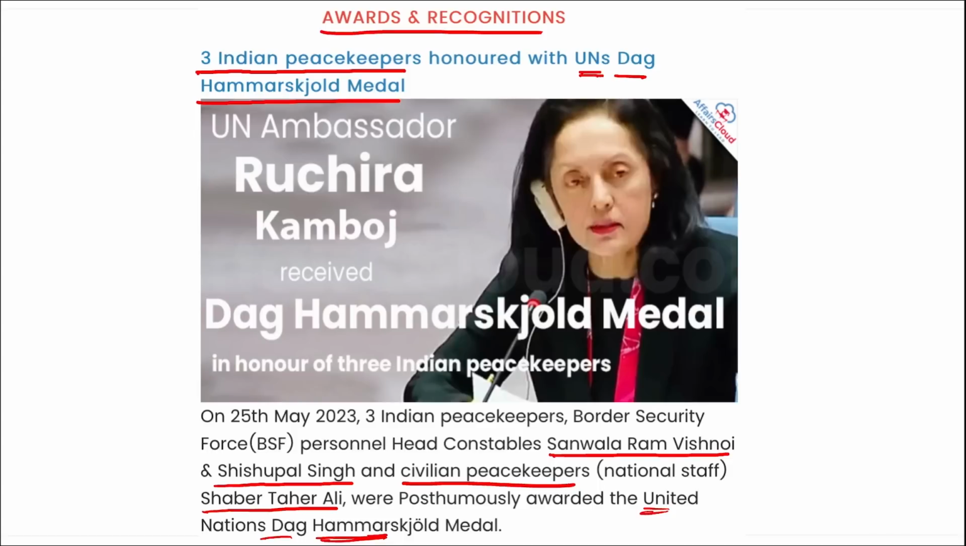Correct? If we talk about this, it is a posthumous award given by the UN to UN peacekeepers who sacrificed their lives during the mission in a peacekeeping operation. And for the same, these three Indians, including the Border Security Force personnel, were awarded this award. If we talk about India's contribution to the UN peacekeeping, since the mission started in 1950, India has deployed more than 2,75,000 personnel to help keep peace all around the world.